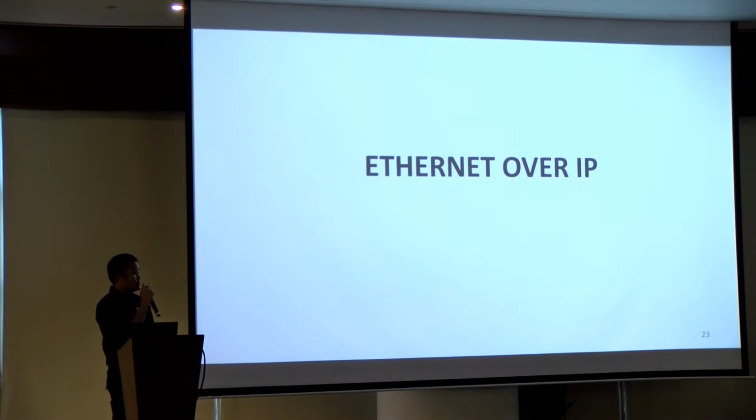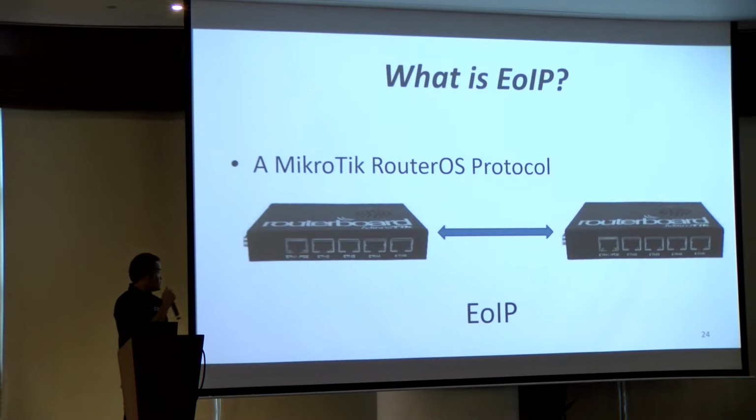Okay, another option for layer 2. This is EoIP. What is EoIP? To run EoIP, the first thing we need to do is we have 2 router boards. Because it is a MikroTik RouterOS protocol, it runs on MikroTik only. That's why we will run EoIP, with a MikroTik router board or MikroTik OS.